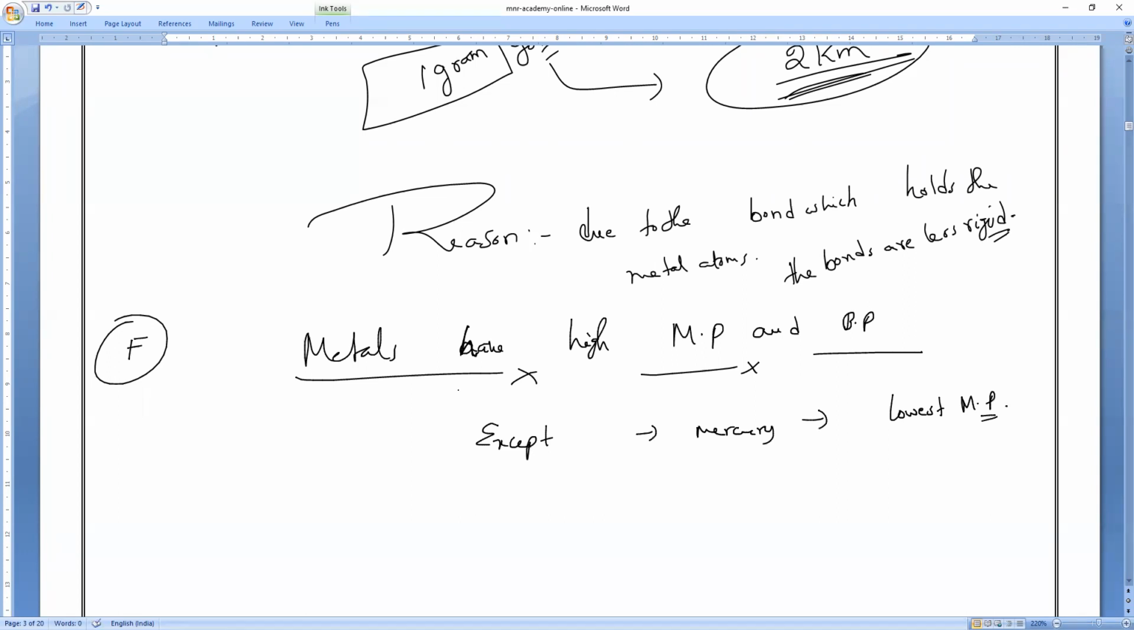So the remaining metals all have high melting and boiling points because the particles are joined together with a strong force of attraction or weak force of attraction? Strong force of attraction. So due to the strong force of attraction, all the metals except mercury have high MP as well as BP. Okay, guys, all of you, please respond.